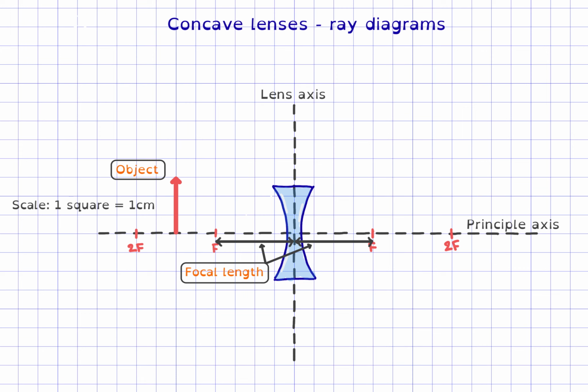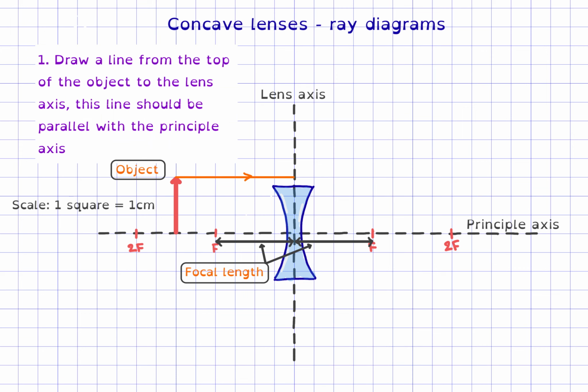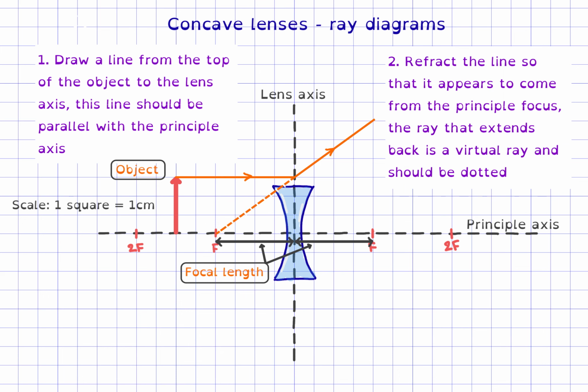To draw the accurate ray diagram, first, draw a line from the top of the object to the lens axis. This line should be parallel with the principal axis. Second, refract the line so that it appears to come from the principal focus. The ray that extends back is a virtual ray and should be dotted.